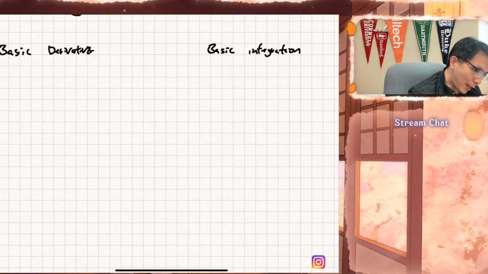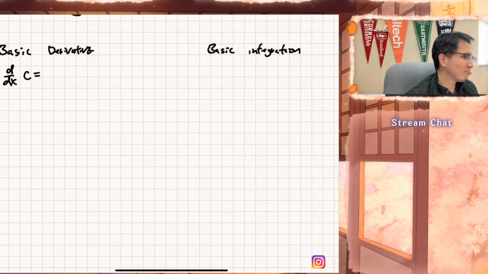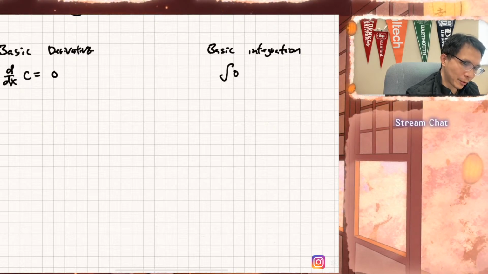Okay, so now if I take d/dx of some type of constant, what am I going to get? 0. Good. So what is the integral of 0 dx?